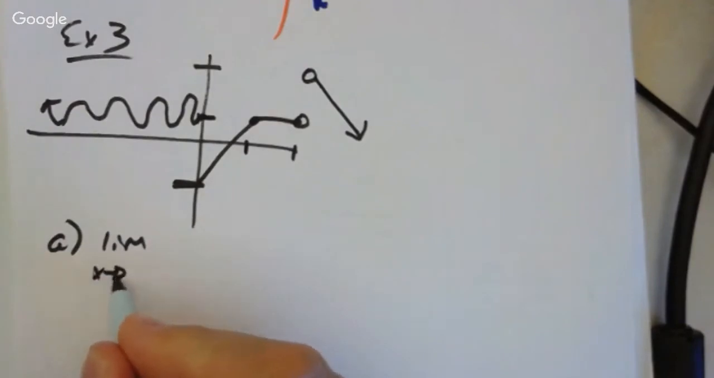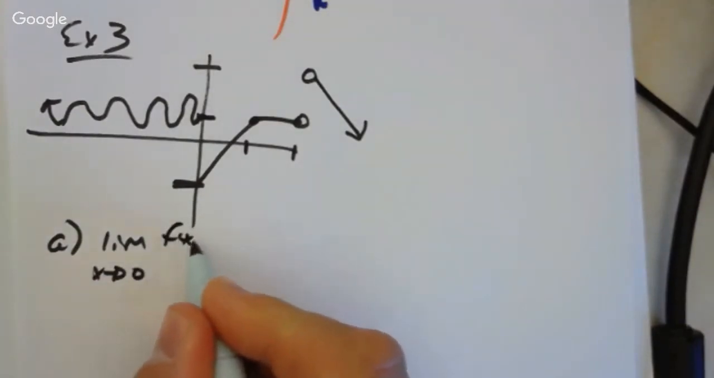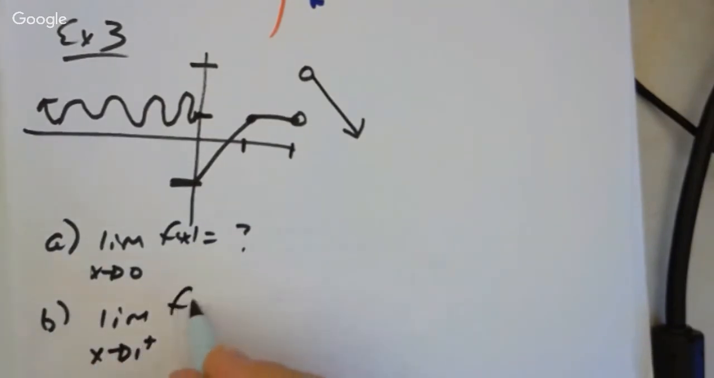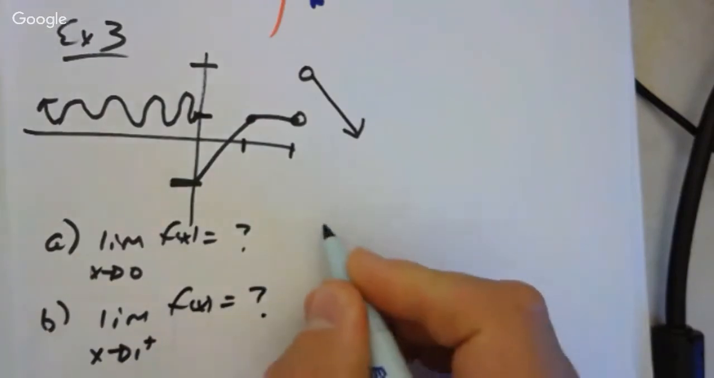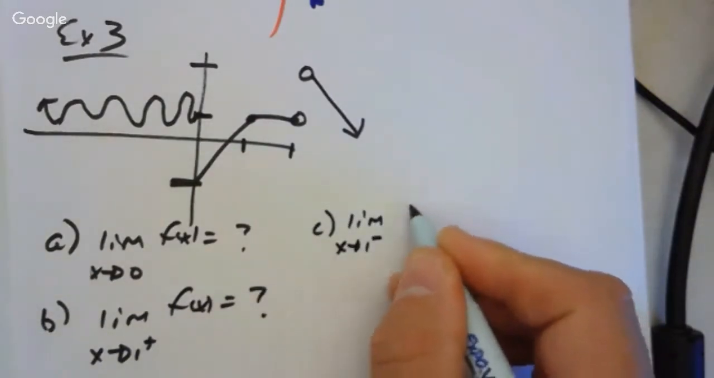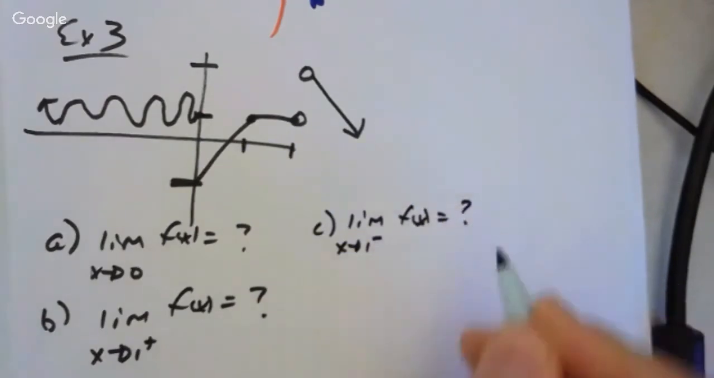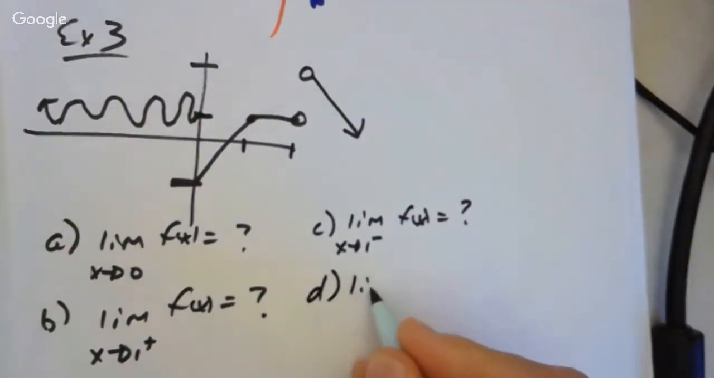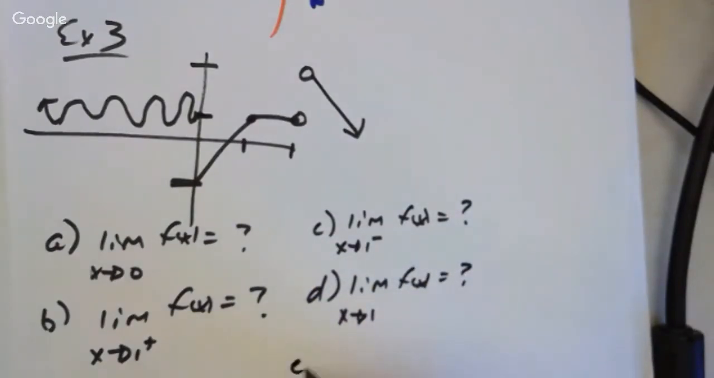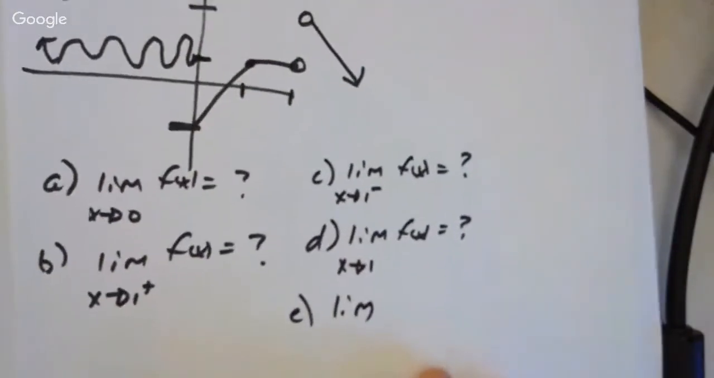Okay, the limit as x approaches 0 of f of x is equal to what? Part B, the limit as x approaches 1 from the right-hand side of f of x is equal to what? Part C, the limit as x approaches 1 from the left-hand side of f of x? Part D, what's the limit as x approaches just 1 of f of x? And then part E, let's go for the limit. Let's get our money's worth out of this one.